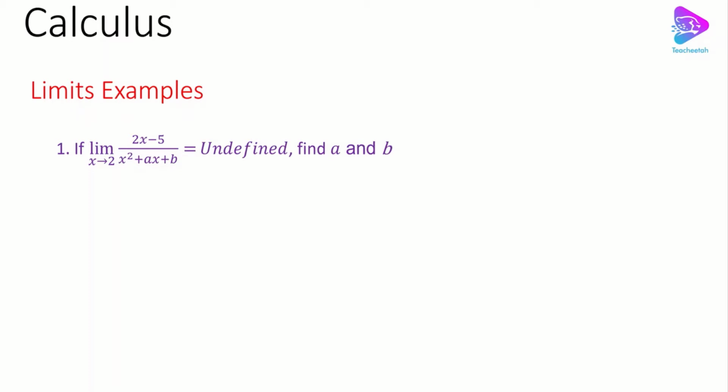The problem says if the limit of 2x minus 5 over x squared plus ax plus b is undefined, find a and b. So the problem statement is giving us some information. The first thing is it is saying it is undefined, and we have to think about when a limit is undefined. Basically, one case is when we have a number over 0, and therefore that is going to be undefined. For example, we have 1 over 0, which is undefined.